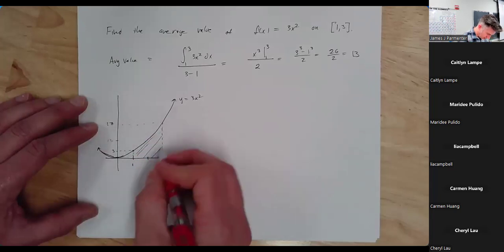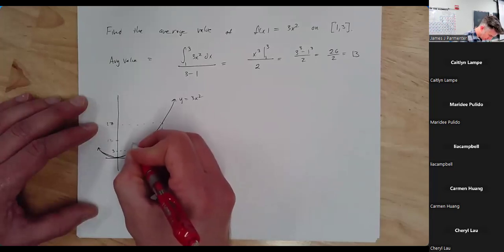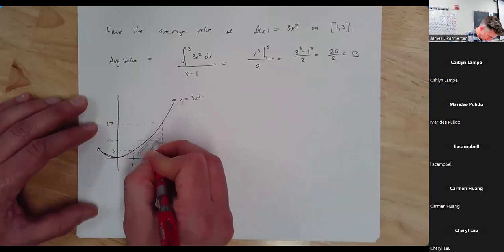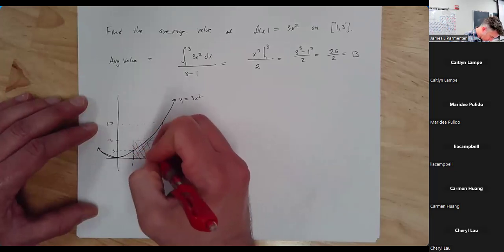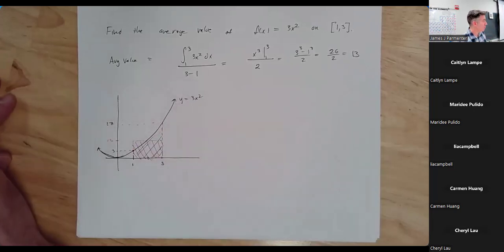So what we're saying is if you took all this area and put it in a rectangle of height 13, this area in red would be the same as the area in blue.